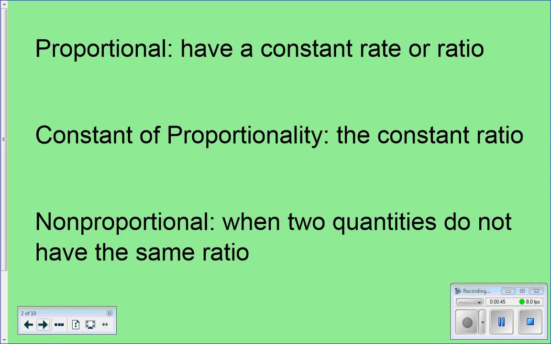All right, so 3 vocab for you. Proportional, constant, non-proportional. And if you want to leave a little space, I'm going to give an example of each of these things, just so you kind of have an idea.